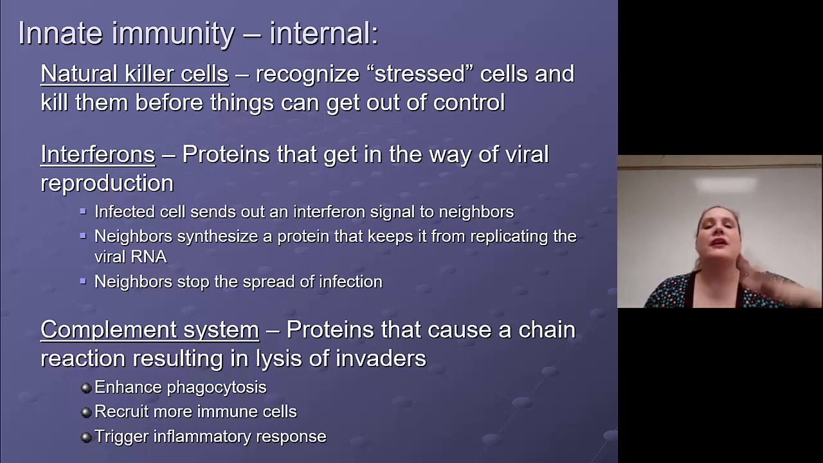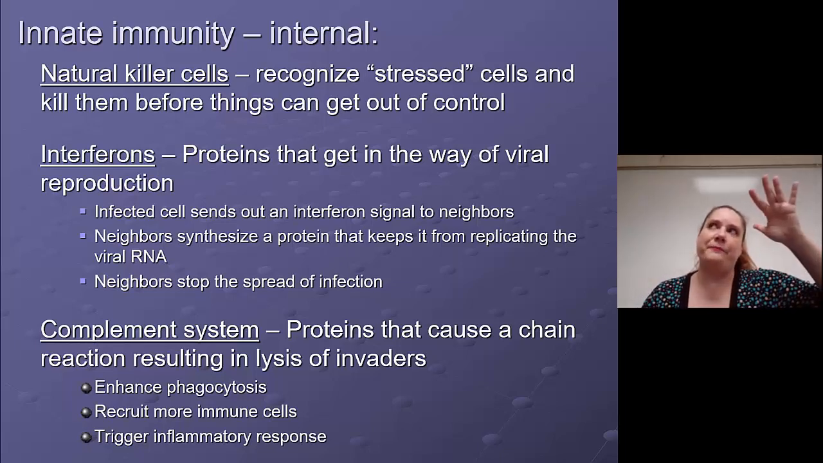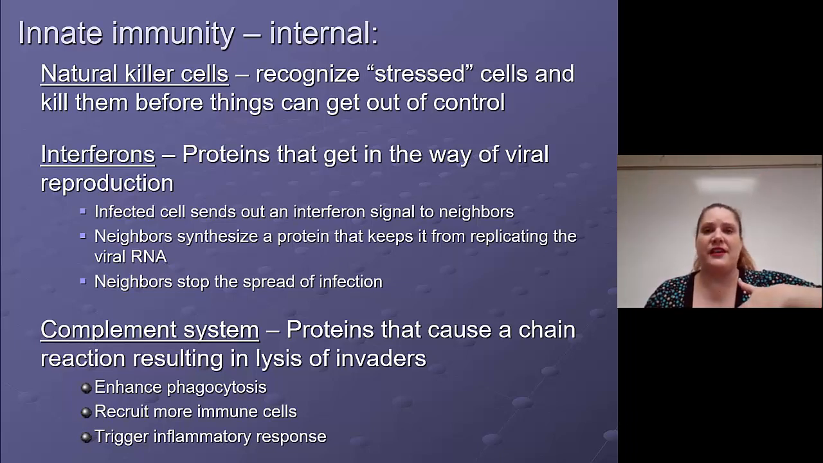So the complement system is this whole set of characteristics that are going to complement all the rest of our immune system. They're not going to be a standalone thing, but they're going to make it better. That's what it means when something complements something else.